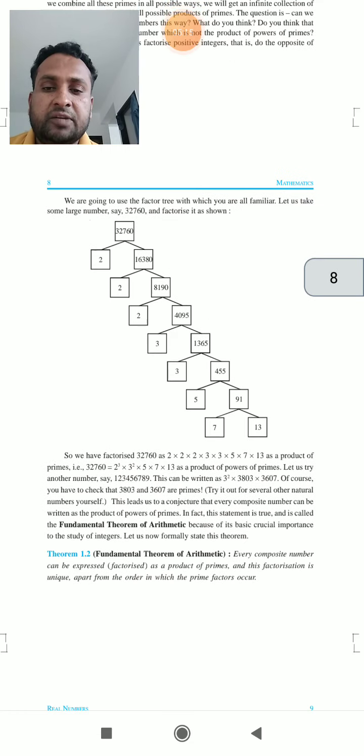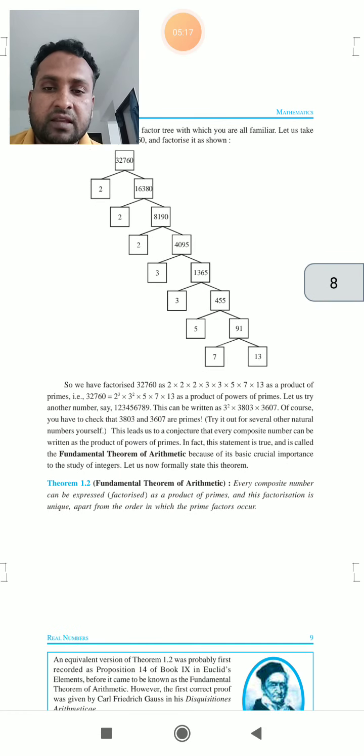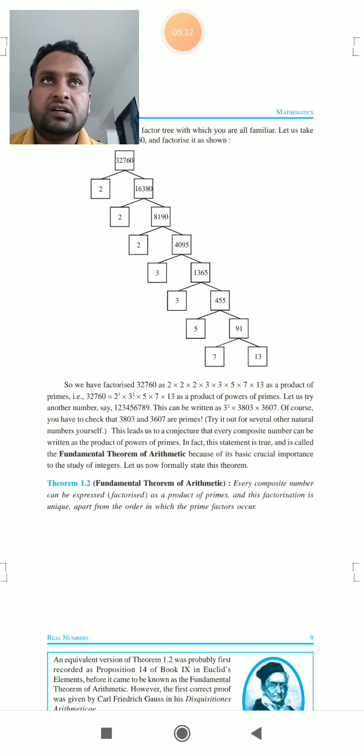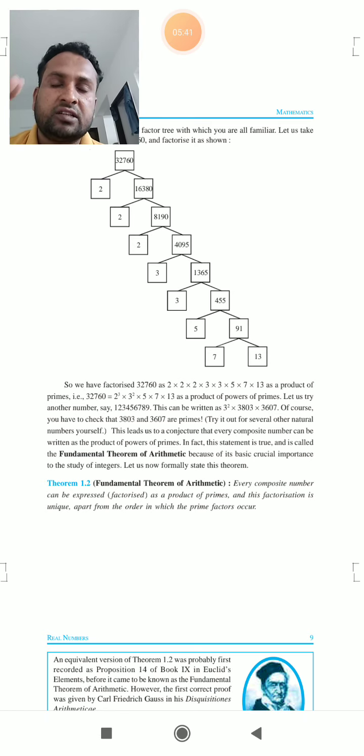The statement of the fundamental theorem of arithmetic is: every composite number can be expressed as a product of primes, and this factorization is unique, apart from the order in which the prime factors occur. The multiplication of the prime factors gives every composite number, which means you can express every composite number in the form of its factors. This is the statement of the fundamental theorem of arithmetic.